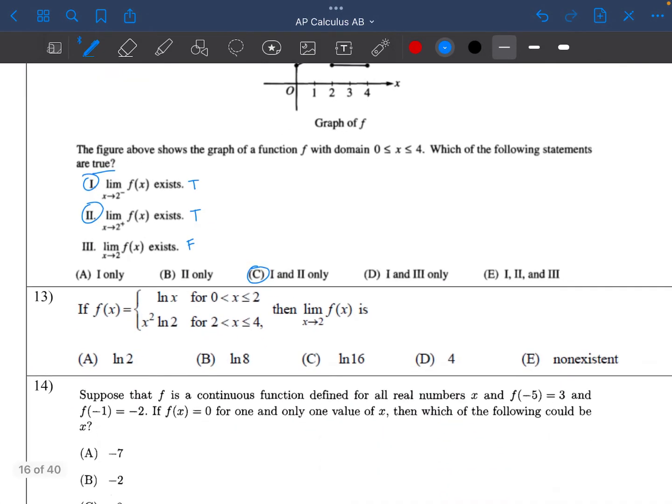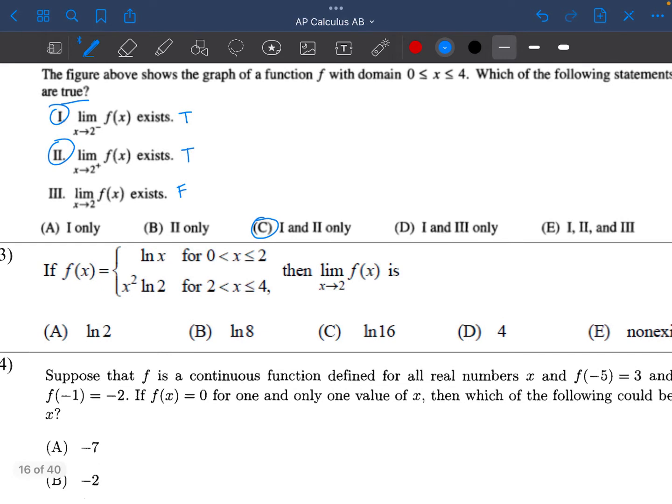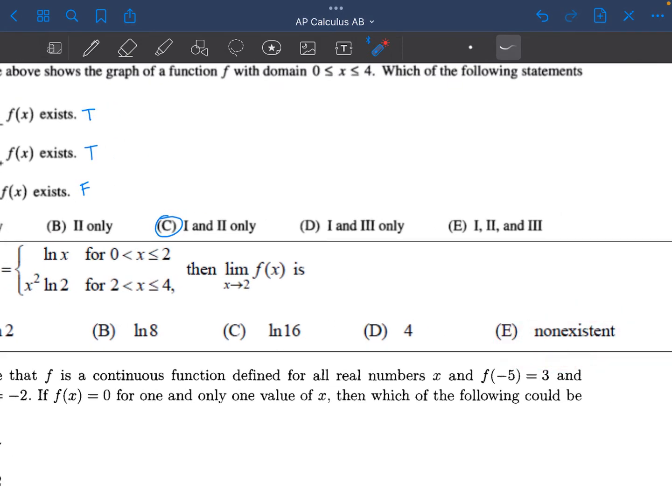Number 13, we have this piecewise function, and it's asking for the limit as x approaches 2. And again, we don't have a plus or minus, so that's the double-sided limit, just like we had up here. So all we're going to do here is plug into the left, plug in the right, and if the left and the right equal each other, maybe the left and right are equal to natural log of 8, then the answer is natural log of 8. If the left and the right do not equal each other, then it's non-existent. It's going to be E.